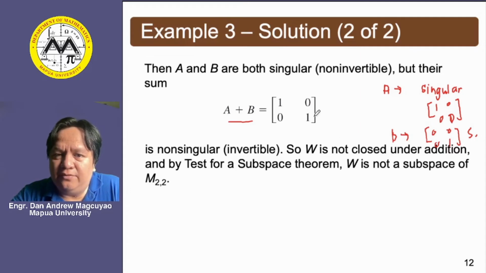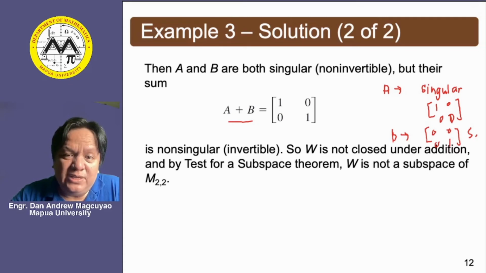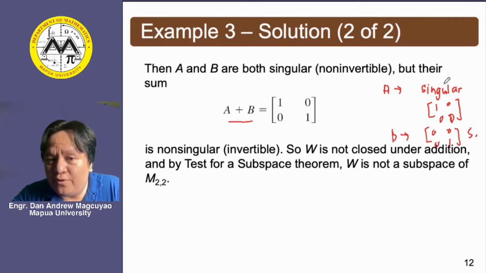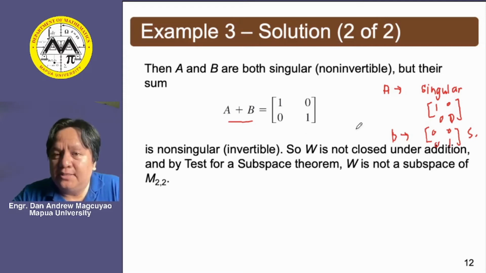There is an inverse for the identity matrix, which is the identity matrix itself. So W is not closed under addition because the sum is not singular. And by the test for subspace theorem, W is not a subspace of M22. Therefore, the set of singular square matrices is not a subspace of M22.